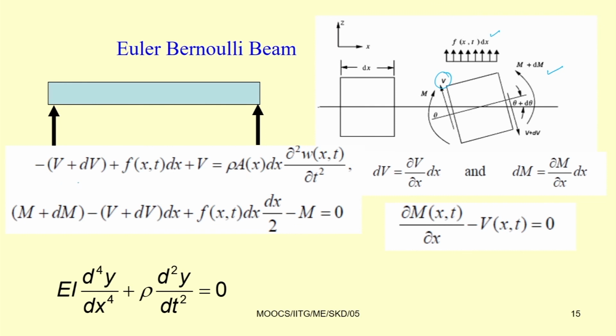First, write down the force equation of motion. That is V minus V plus dV plus f(x,t) dx equals rho A dx del square w by del t square. This is the inertia force; here I have taken rho as the mass per unit length. If you take rho as the density, then you can write rho into A, that is mass per unit length, into dx, which gives the mass of that small element, into del square w by del t square. From this equation, V and V cancel. So you get dV, which you can write as del V by del x into dx, and dM equal to del M by del x into dx.